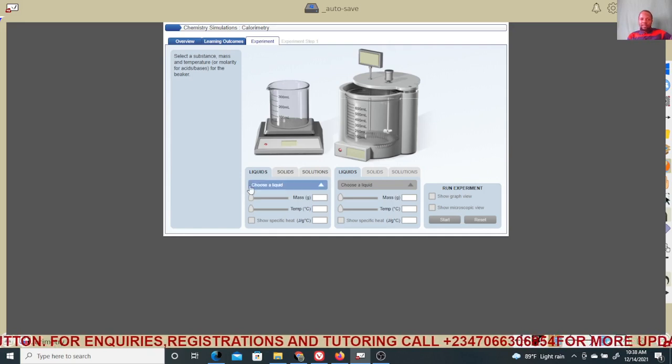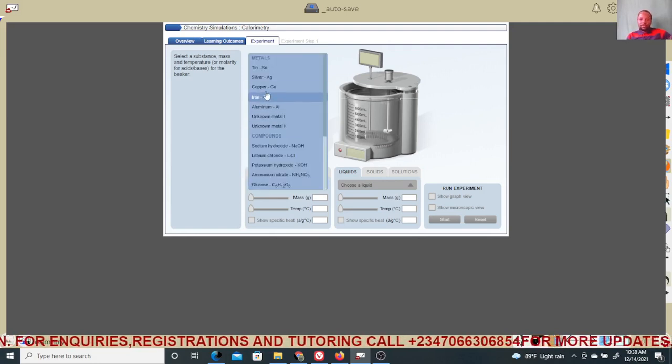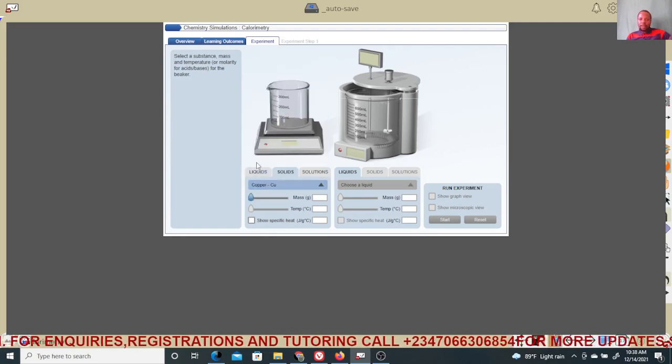So, guys, what we are going to do here is choose a liquid. No, I'm going to choose a solid. Now, I want to calculate the specific heat capacity of copper. And how do I do that? This is the method we use. Now, I'm choosing a solid, and the solid I want to calculate is copper. Now, I'll take the mass of copper. You can see I'm just trying to show you the copper mass. I can take the mass of copper to be 50 grams.